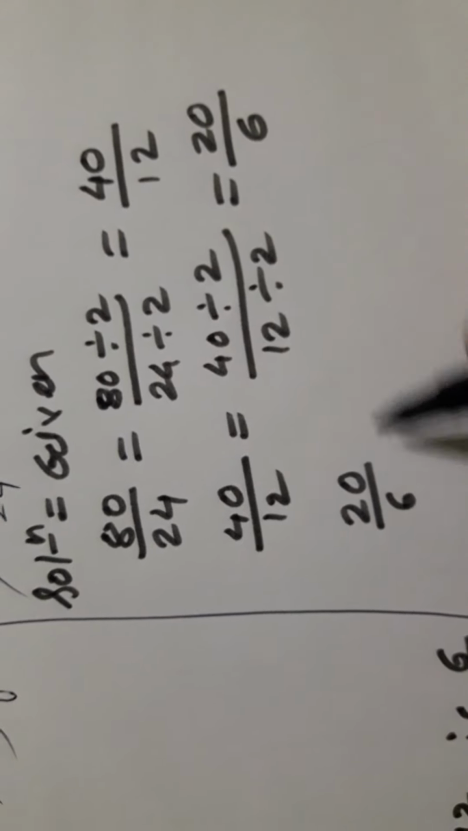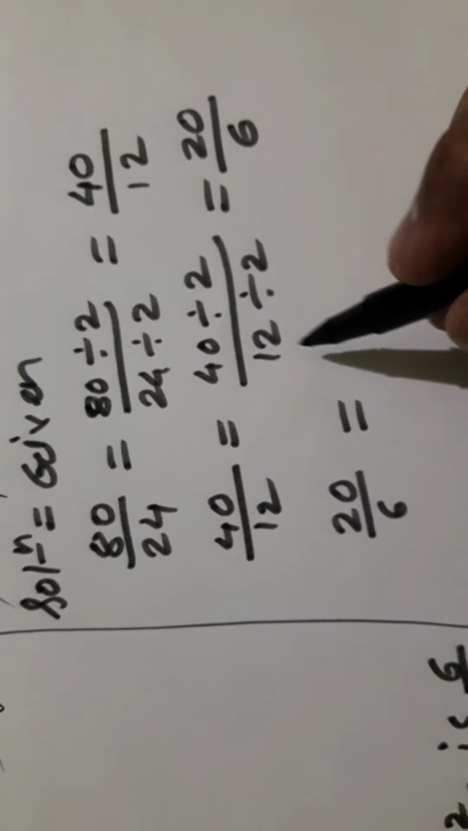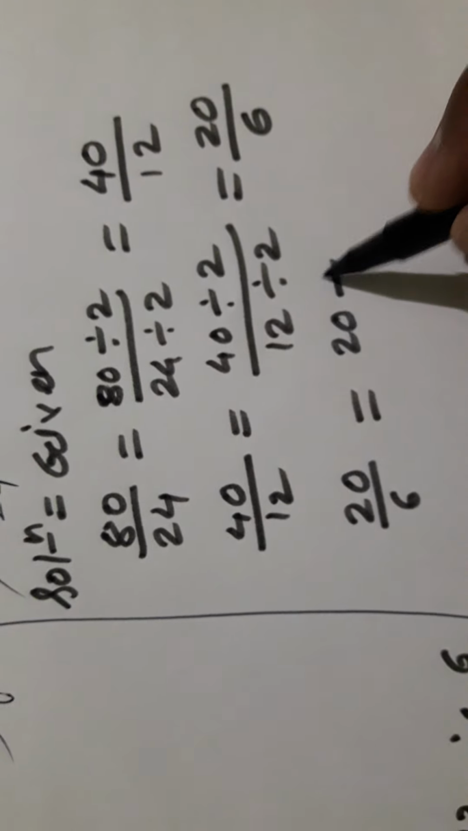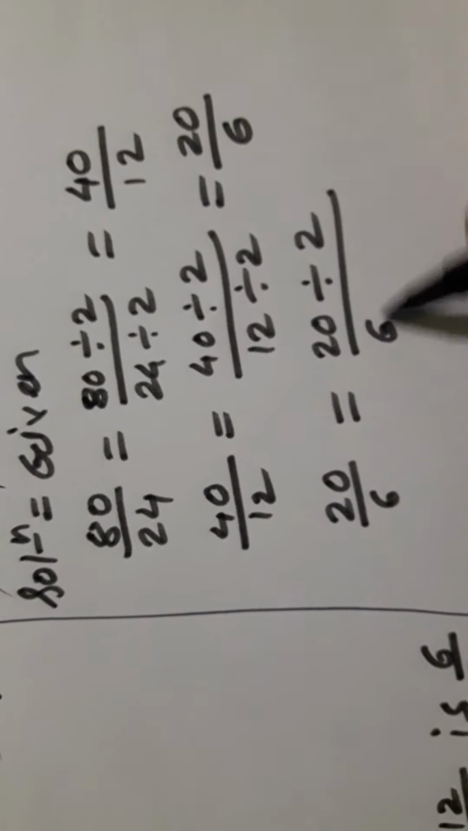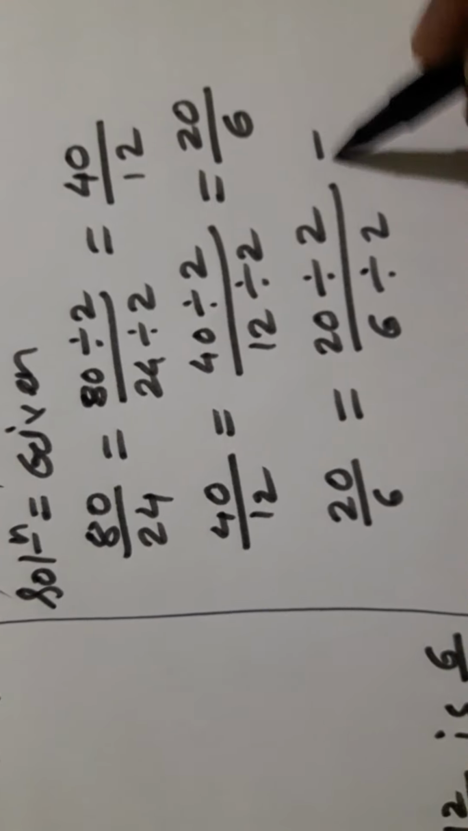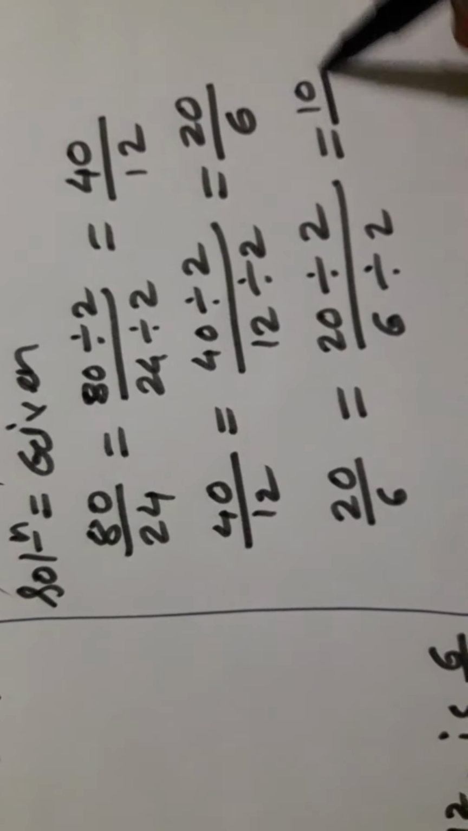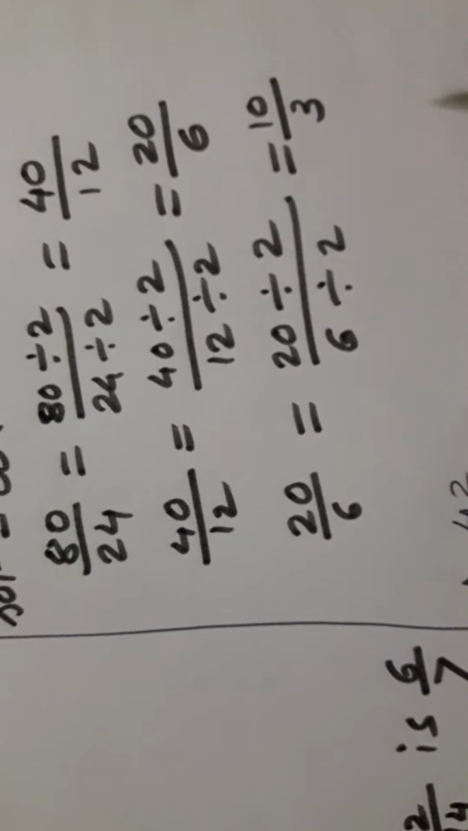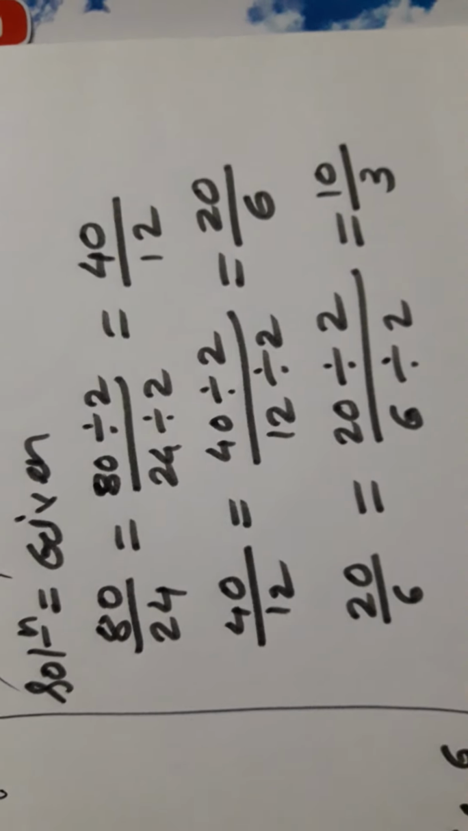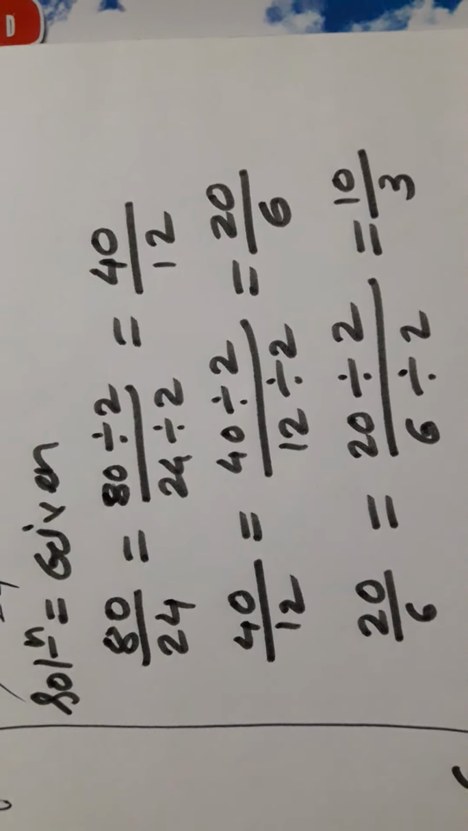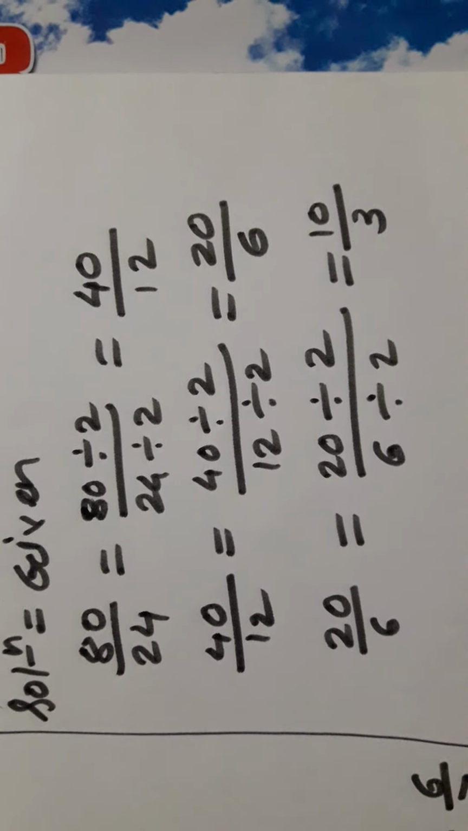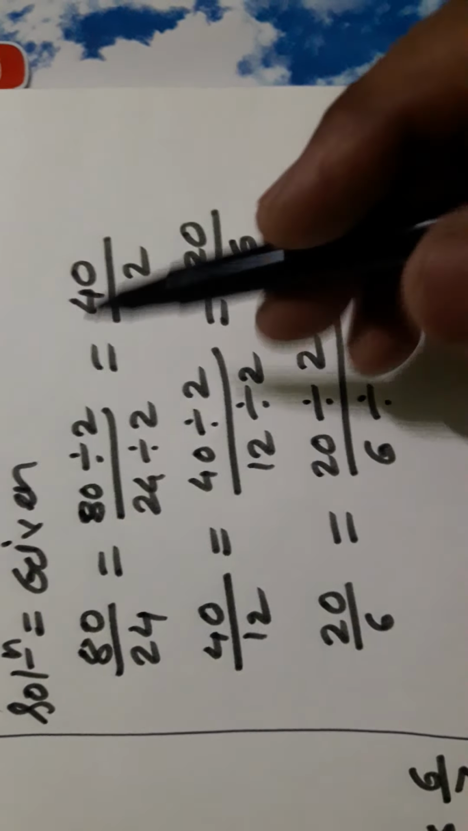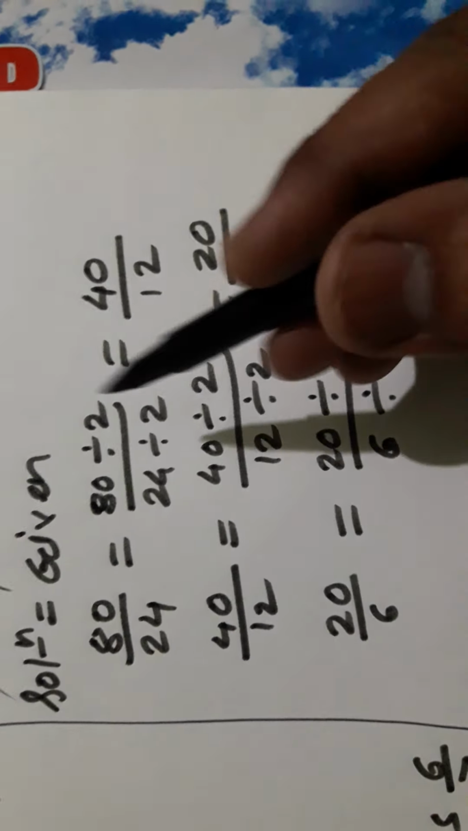20 upon 6, we can divide again by 2. 20 upon 2, 6 upon 2. 2 ones are 2, 0. 2 3s are 6. Look here, how many steps did I take? You will come to know that. Here I divided by 2, then 2, then 2, 3 times.